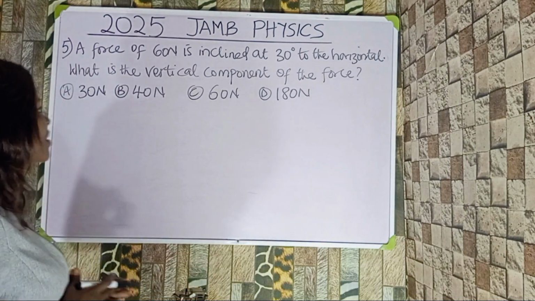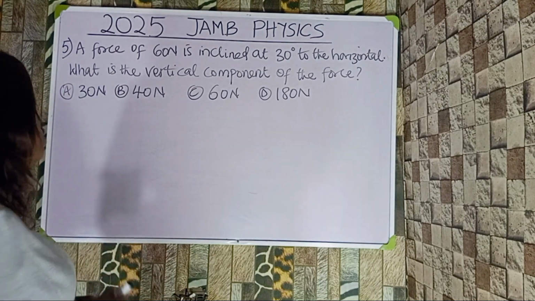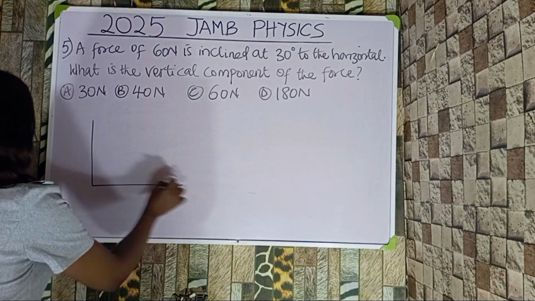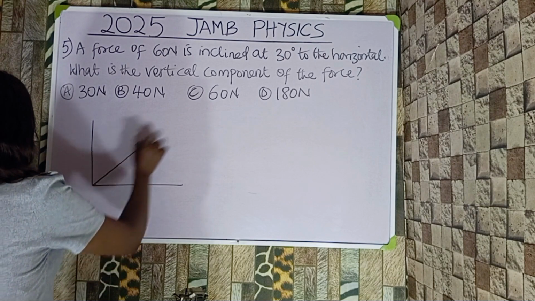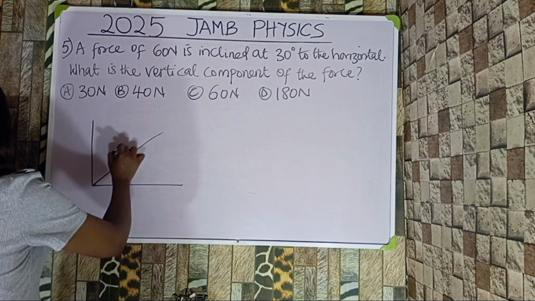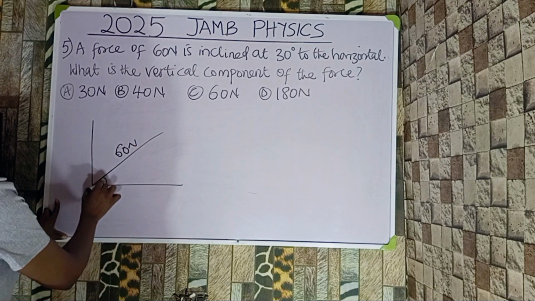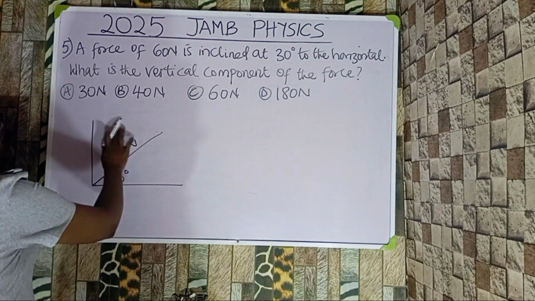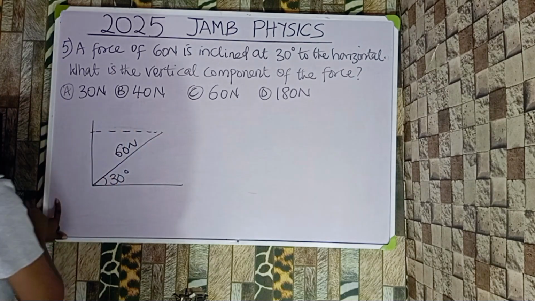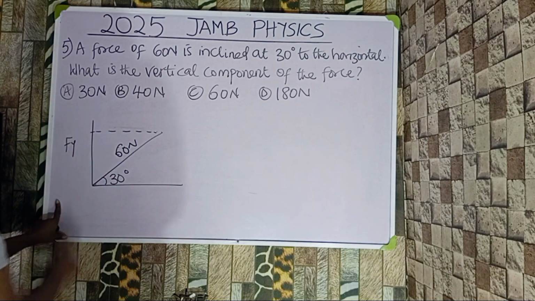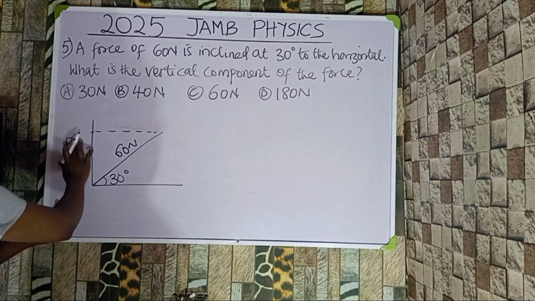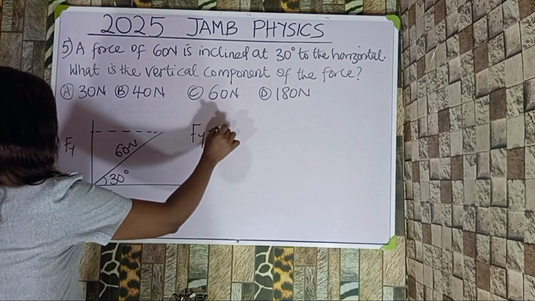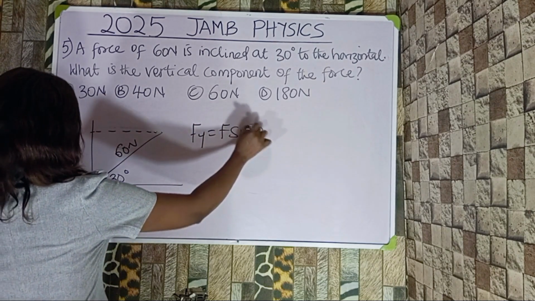So for us to be able to solve this, we are going to do a sketch. Let's do a sketch to make you understand better. We have this. Okay, now this is a force of 60 Newton inclined at 30 degrees to the horizontal. What you're looking for is the vertical component. Then the vertical component of this vector is F base Y, and F base Y is equal to F sine theta.